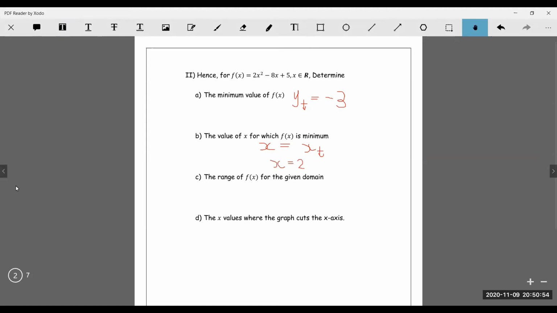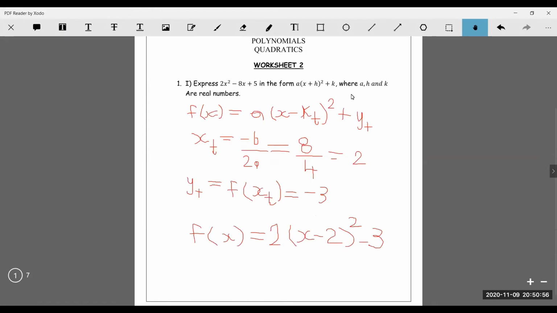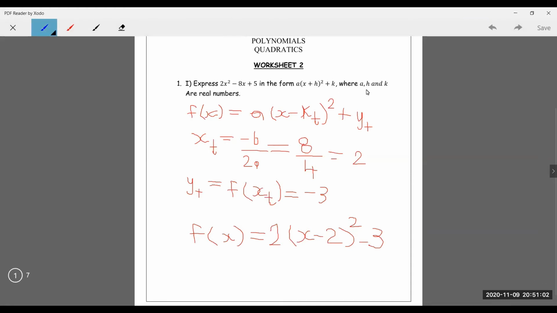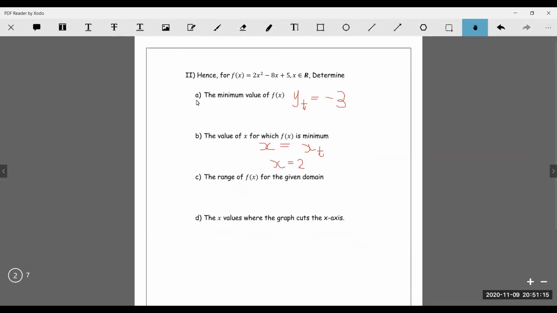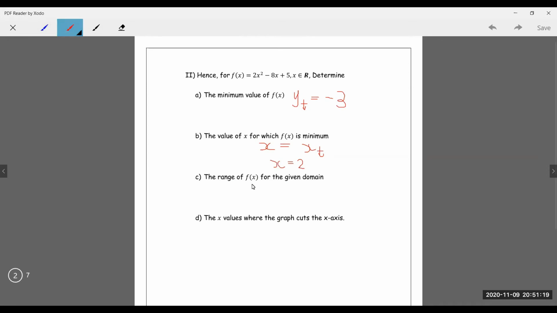Now the question did not specify the domain, and when the question doesn't specify the domain, you always assume x is an element of real. So this takes into account all the possible values of x. All right, so just assume that when they don't give you the domain, x is an element of real. So we're assuming that the domain given to us is x is an element of real.